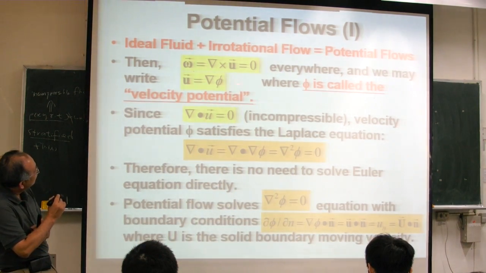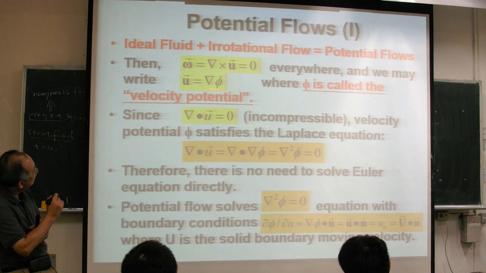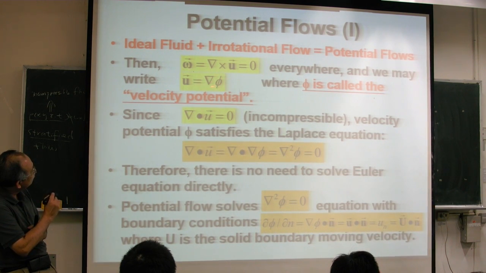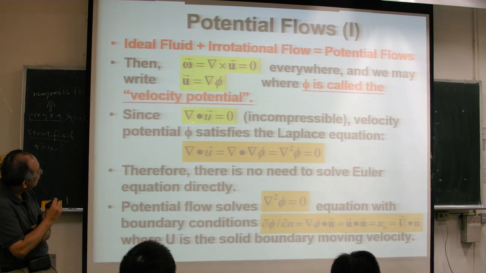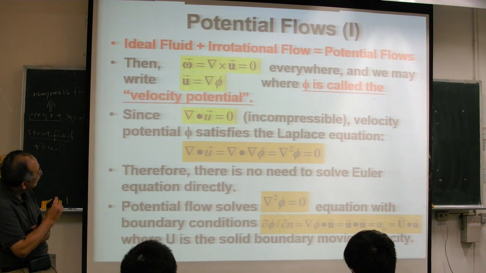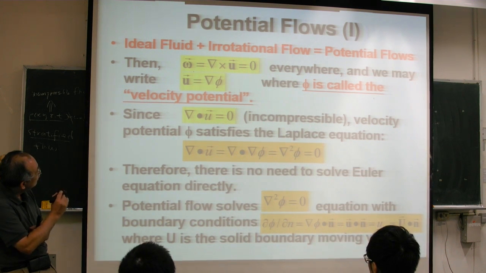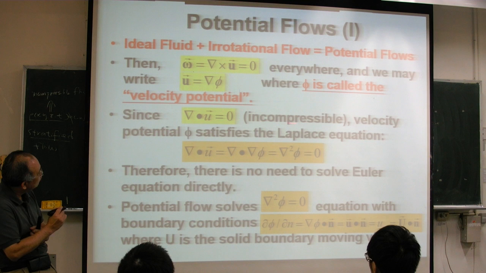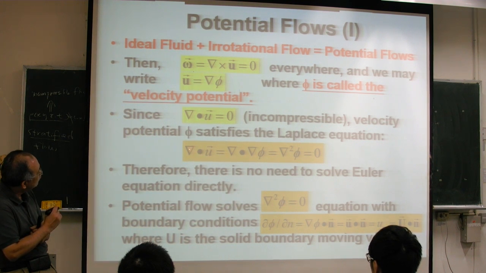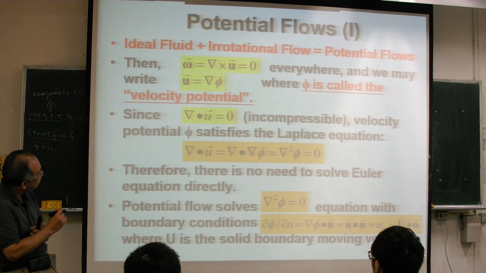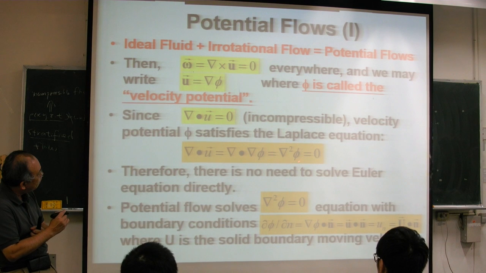Mathematically, the u velocity can be represented using the velocity potential. Since our continuity equation, divergence u equals 0, is for the incompressible assumption, it is one of the conditions for the potential flow. So divergence of u equals 0, and this u can be represented as the gradient of phi, so that becomes the Laplacian of phi. So the Laplacian of phi equals 0.